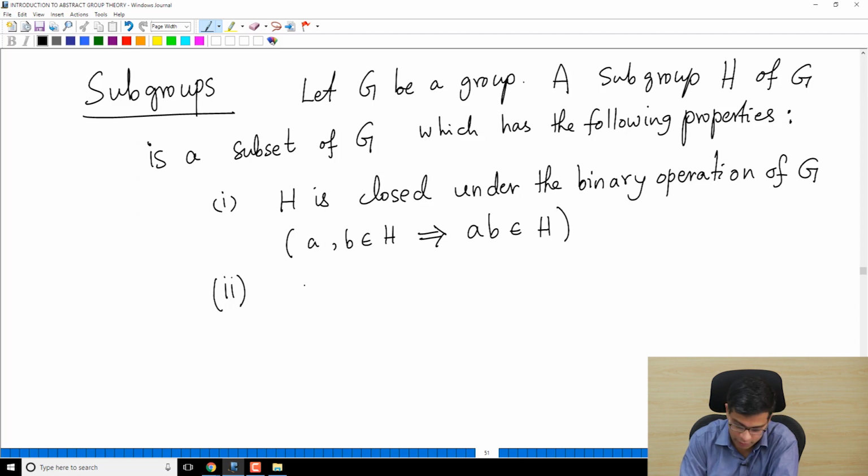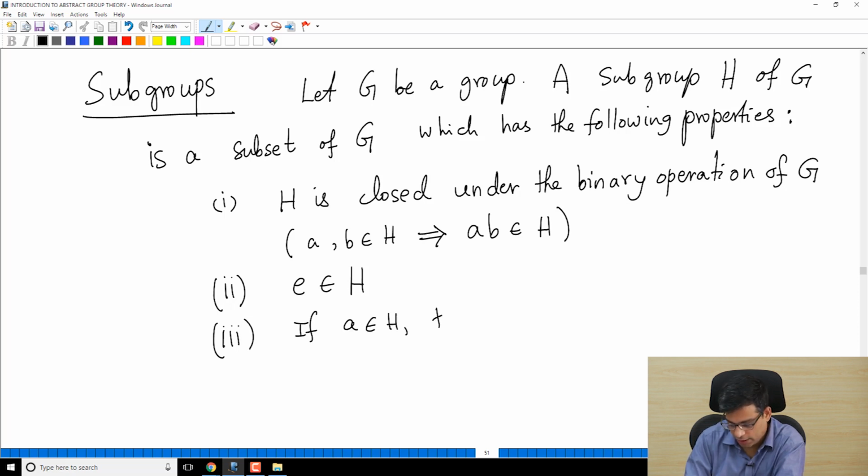2, the identity element must be in H, and 3, if A is in H, then A inverse should be in H. Okay, so, this is a subgroup. So, that is the definition of a subgroup. The third condition is saying that if an element is in H, its inverse is also in H. Again remember that the inverse is in G, but it need not be in H, we want it to be in H.